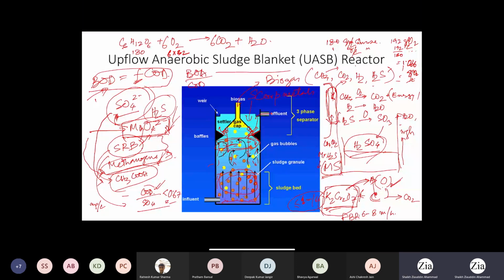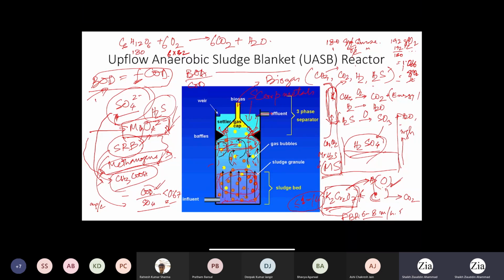Now, when you try to increase the outflow velocity, you also incur a lot of pumping cost, because this outflow is contributed by the pump. So if you need to maintain this high outflow velocity, pumping cost will also increase. And these anaerobic reactors are very big vessels, so you need to put in a lot of energy to pump the liquid.